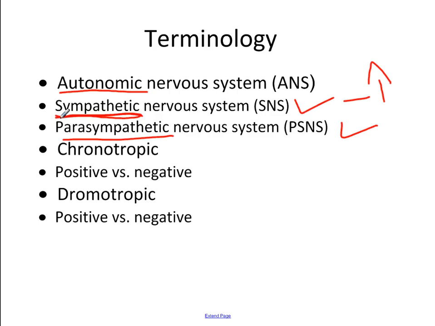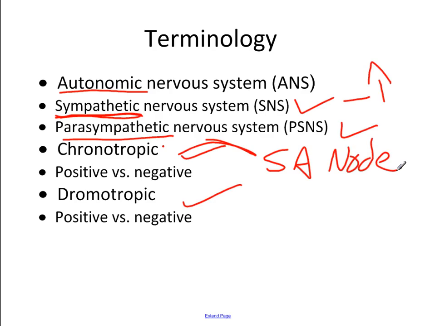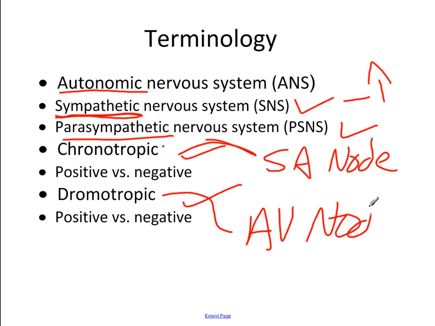And then a couple other terms you're going to see here: chronotropic versus dromotropic. These are the effects that the autonomic nervous system has on the cardiac conduction system, and these can be either positive or negative. Now, when you see the word chronotropic, you're going to think the SA node. And when you see dromotropic, you're going to think the AV node.